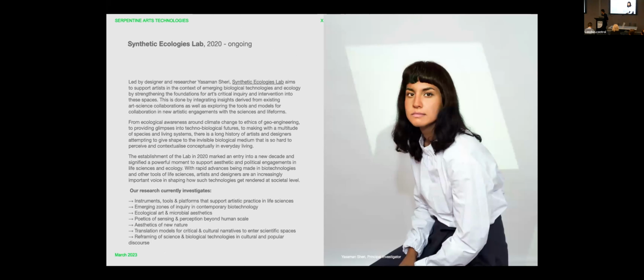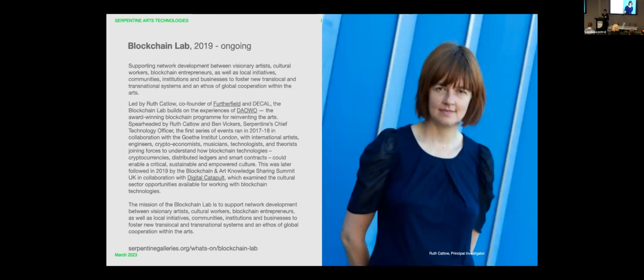We have a synthetic ecologies lab, which is a focus on art and life sciences, really the role of art in opening up some of these ideas. And then we have a blockchain lab that's been running for a very long time, since 2019, with someone called Ruth Catlow, who's the founder of Furtherfield, who's the best, and Penny Rafferty, who's an artist based in Berlin. Our focus is really on decentralized autonomous organizations and what the possibilities of those are as ways of supporting, I would say, translocal art practice.